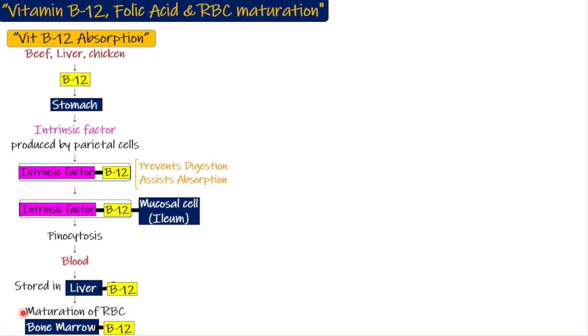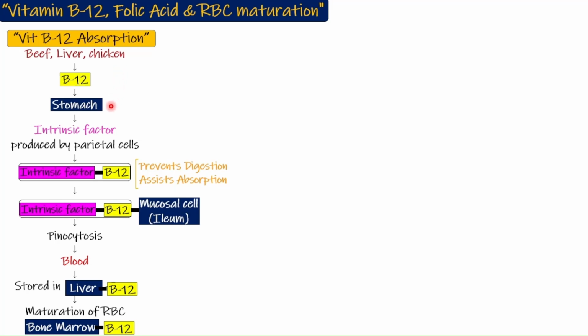So the main function of vitamin B12 with reference to erythropoiesis is that it helps in maturation of red blood cells. If there is deficiency of vitamin B12, it will result in a defect in maturation of RBCs. I'm going to quickly revise this: vitamin B12 comes from beef, liver, and chicken.